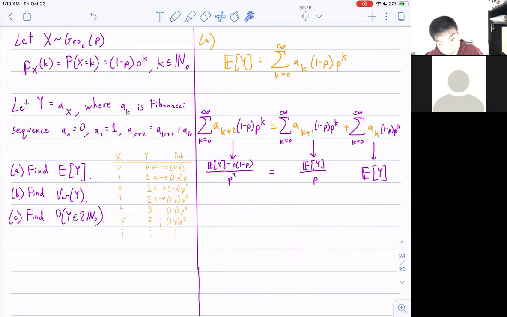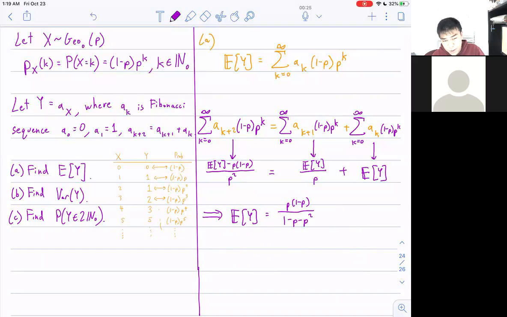And now notice that with this kind of clever rearranging, we have the expected value of y on both sides of the equation, and then we can solve for it in terms of p. And upon solving it, we get that the expected value of y equals p times (1 minus p) divided by (1 minus p minus p squared). And that's our expected value.